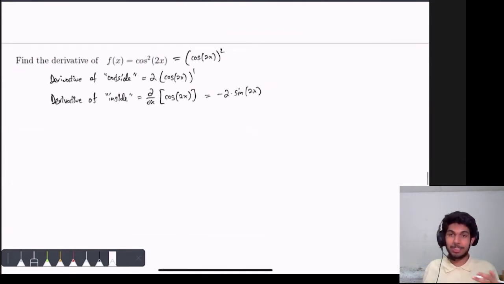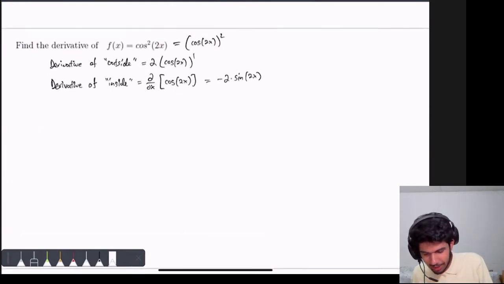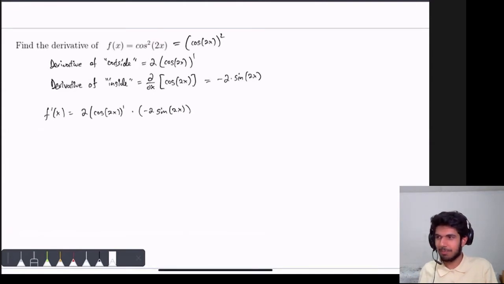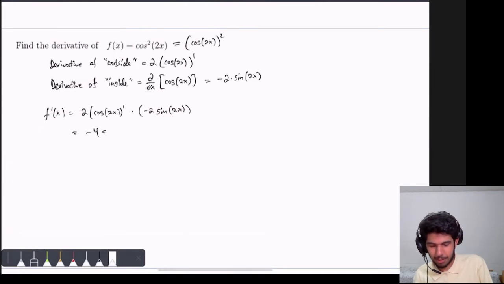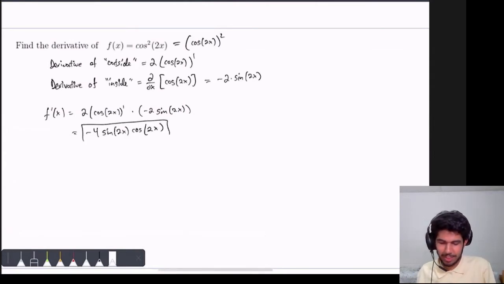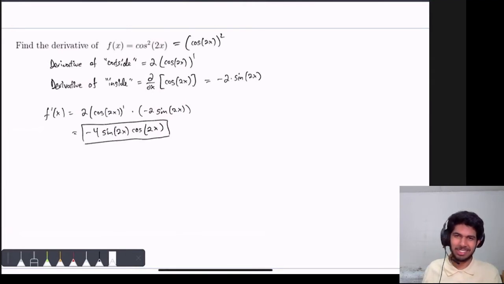And now we'll do our derivative of the outside times the derivative of the inside, and we get that f prime of x equals 2 times cosine of 2x to the power of 1 times negative 2 sine of 2x, right? So that's just the normal outside-inside type thing. And then we can simplify this a little bit more, saying negative 4 sine of 2x cosine of 2x, right? And it's as simple as that. So now we've used this outside-inside thing a little bit more. So hopefully you're getting familiar with it.